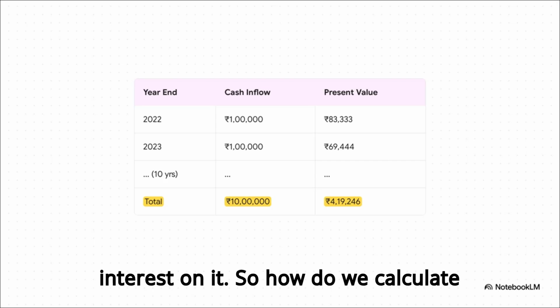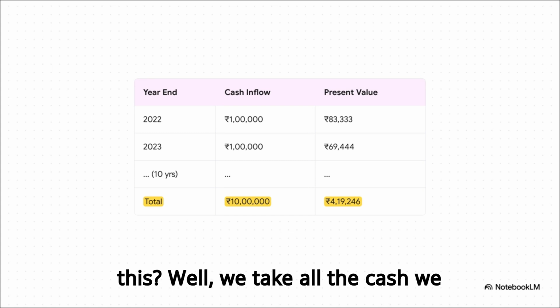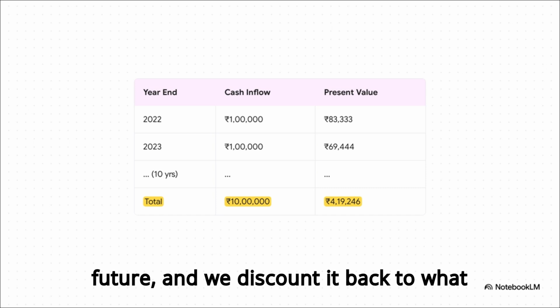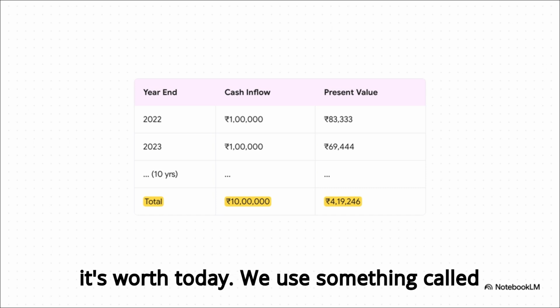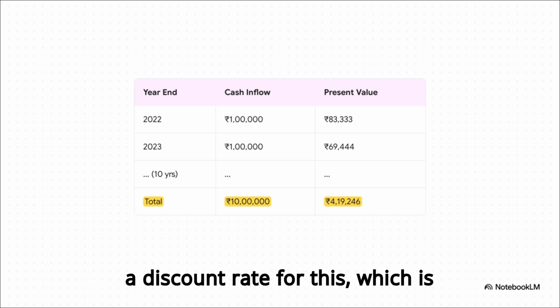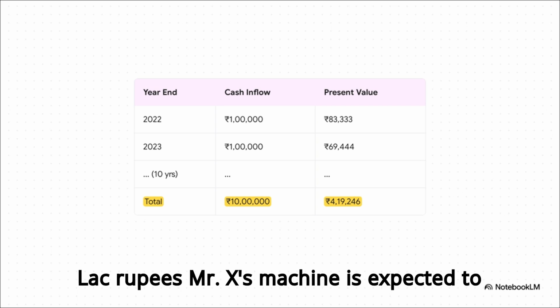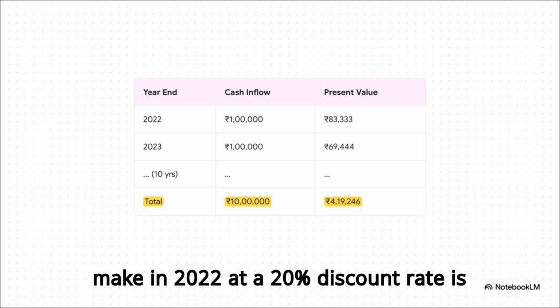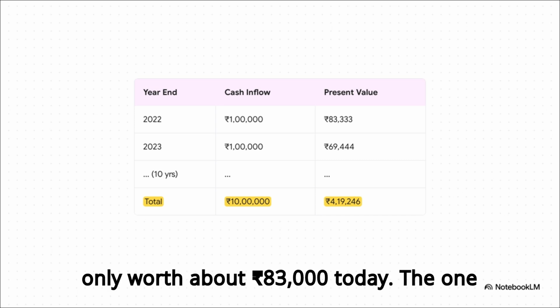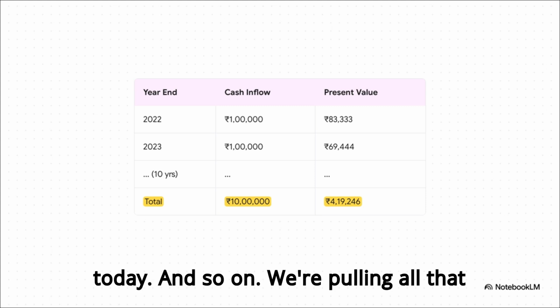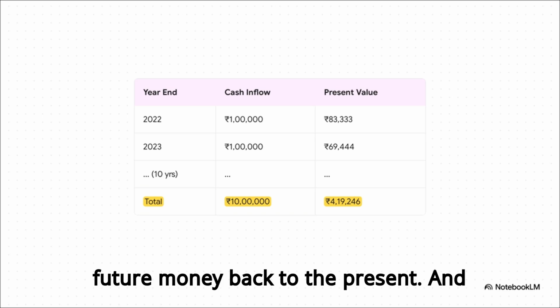So how do we calculate this? Well, we take all the cash we expect an asset to generate in the future, and we discount it back to what it's worth today. We use something called a discount rate for this, which is basically an interest rate. So that 1 lakh rupees Mr. X's machine is expected to make in 2022, at a 20% discount rate, it's only worth about 83,000 rupees today. The 1 lakh he'll get in 2023 is worth even less today, and so on. We're pulling all that future money back to the present.